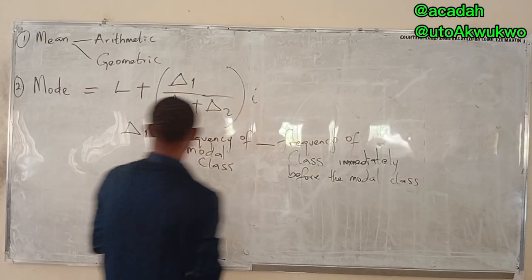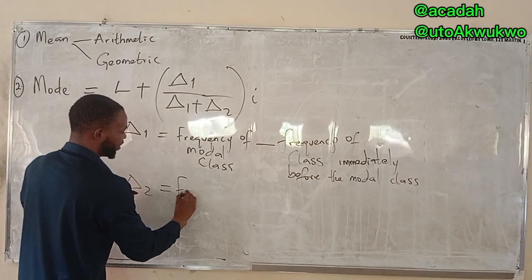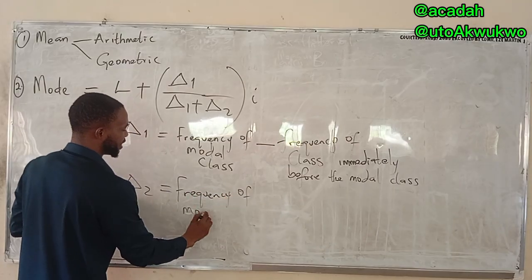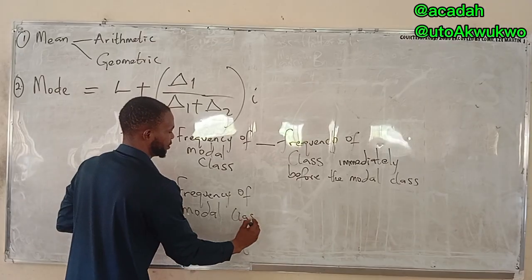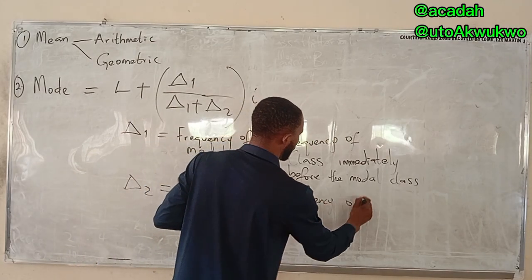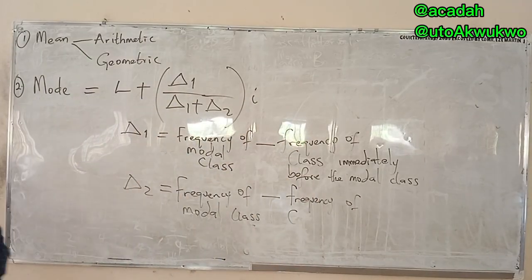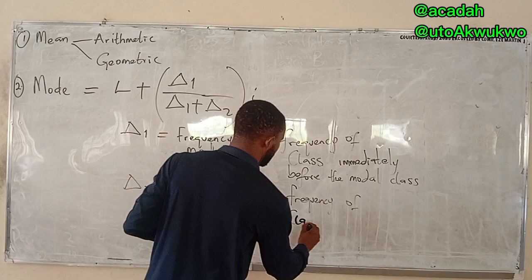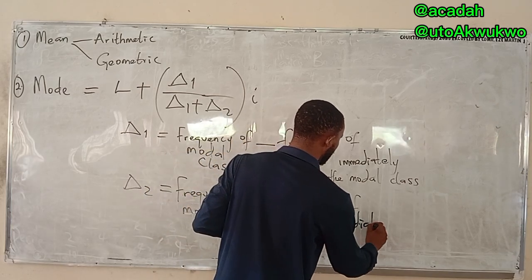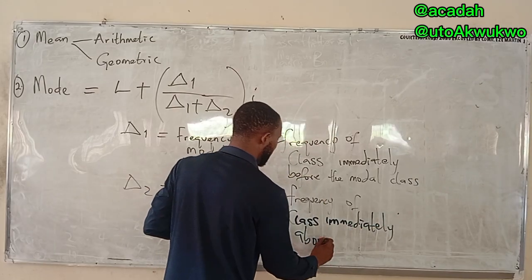Then delta 2 is simply equal to the frequency of the modal class minus the frequency of the class immediately or directly above it.